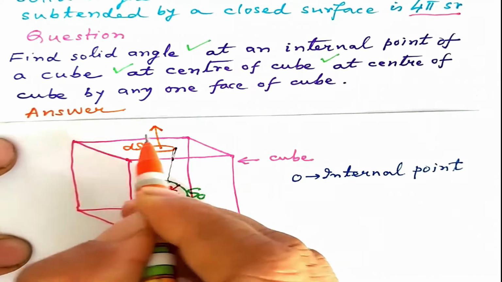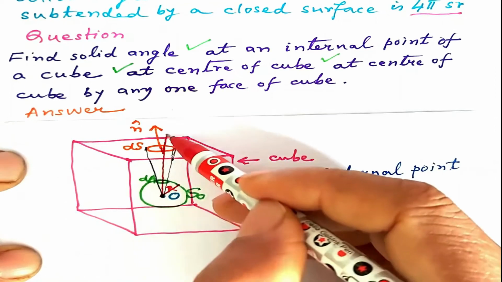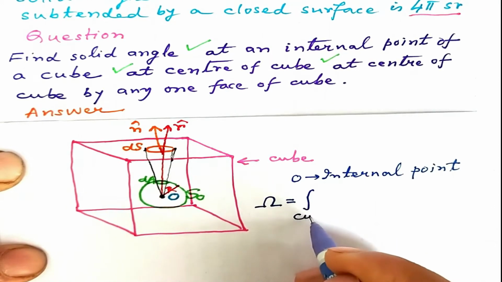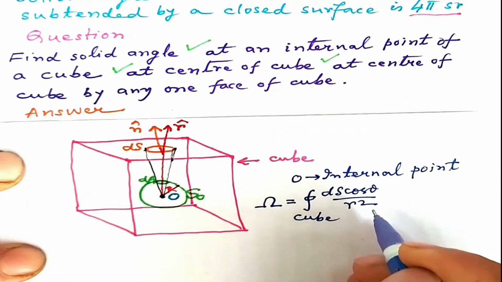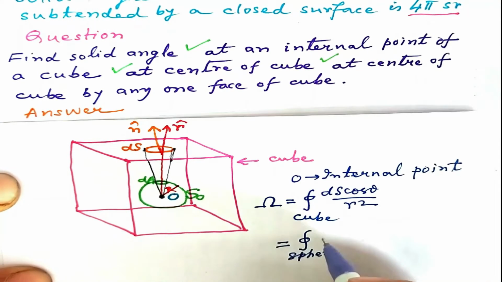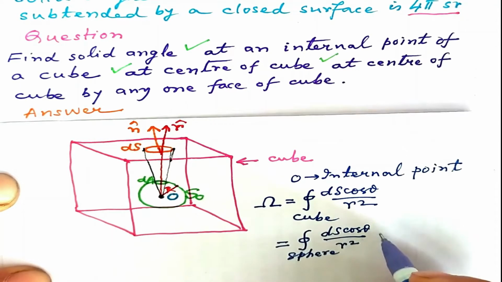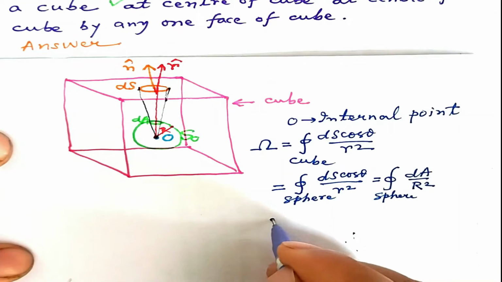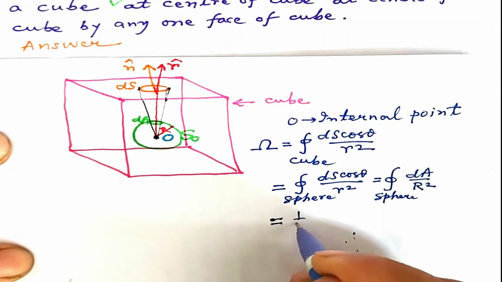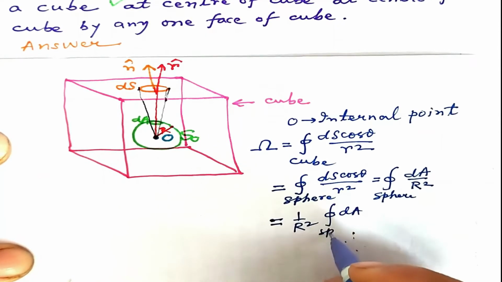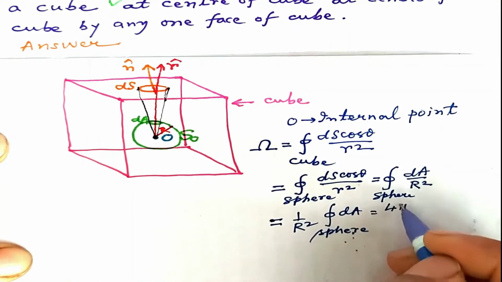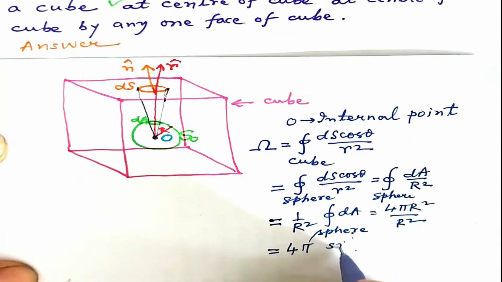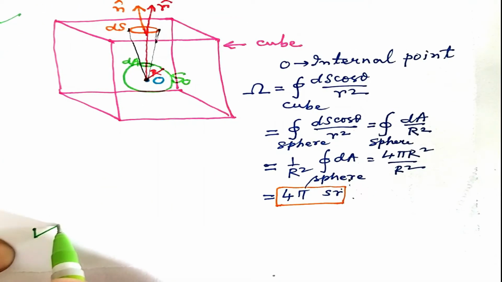This is normal to dS. Call it n hat. And this is the radial unit vector r hat. Solid angle omega equal to closed integration over cube dS cos theta by r square equal to closed integration over sphere dS cos theta by r square. This is equal to closed integration over sphere dA by r square. Sphere radius r is constant, so we take it outside and we get 1 by r square integration dA over sphere equal to 4 pi r square by r square. So on cancellation, we have 4 pi steradian. This is the answer. Let us address the next part.